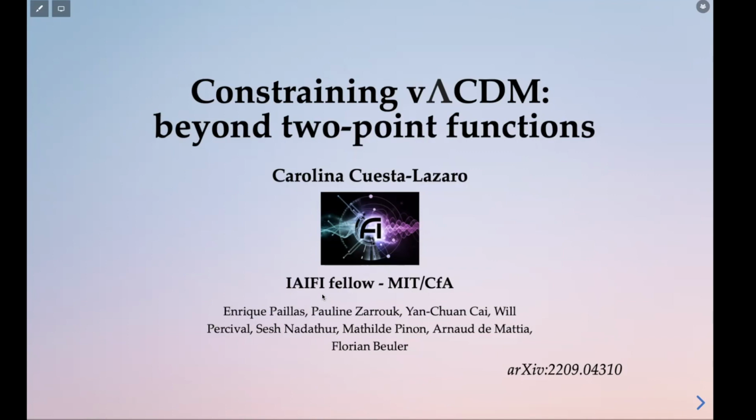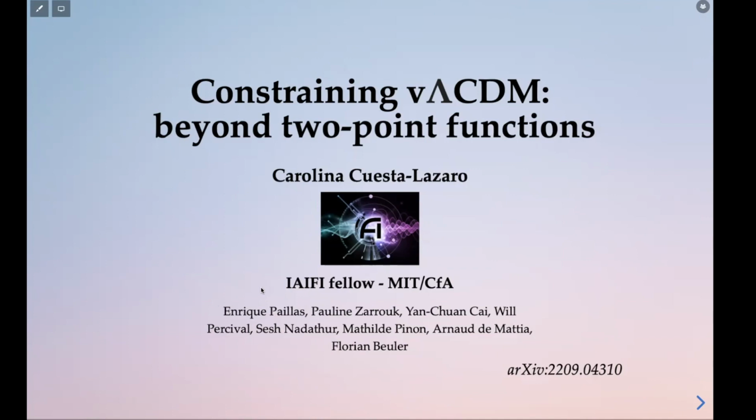But today, I'm not going to focus too much on the machine learning side. I'm going to be talking more about large-scale structure and summary statistics. But please feel free to ask questions or bring things up later. In particular, I'm going to talk about a project I developed as part of the DESI collaboration with this group of people here, and in particular with Enrique Pailles, who is a postdoc at Waterloo.